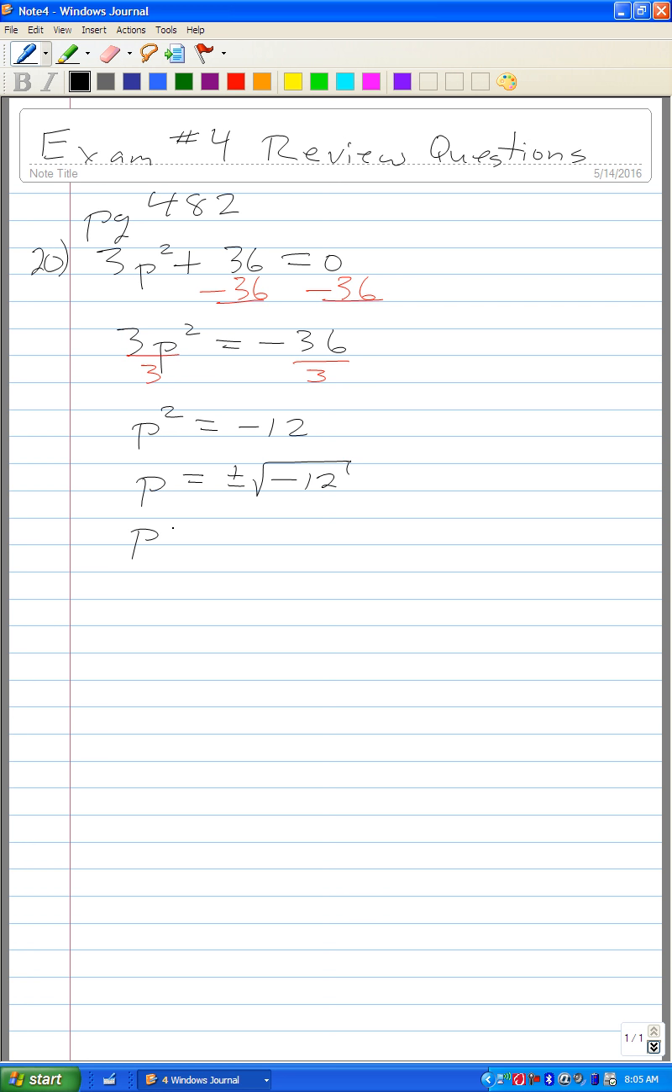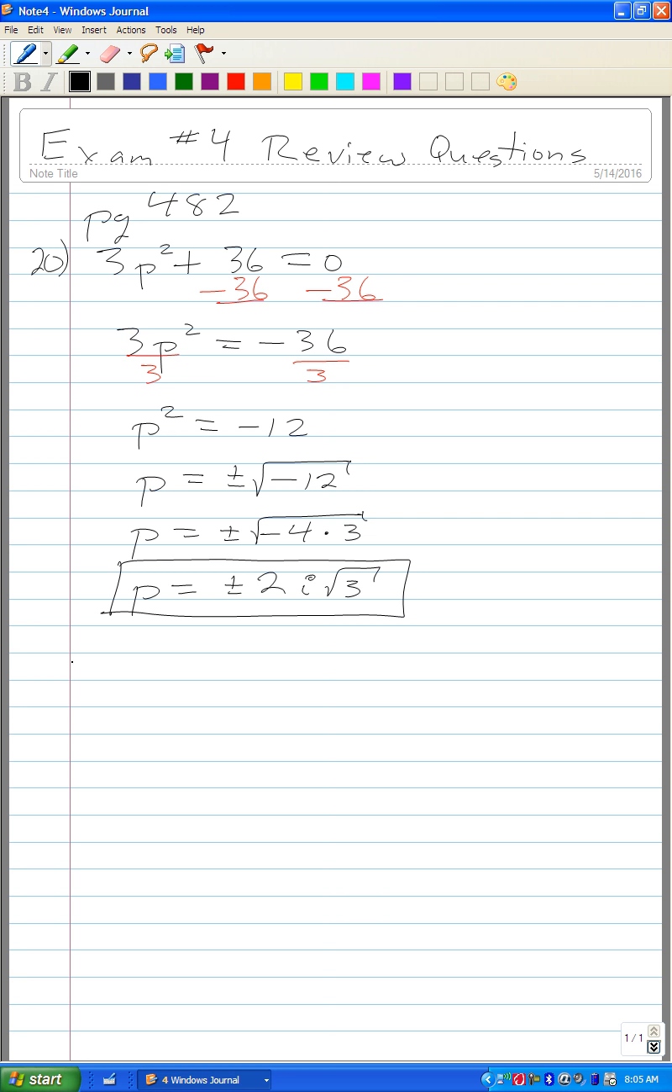I can write negative 12 as the product of negative 4 and 3, the largest perfect square factor of 12. The square root of negative 4 is 2i. Therefore, p is equal to plus or minus 2i radical 3.